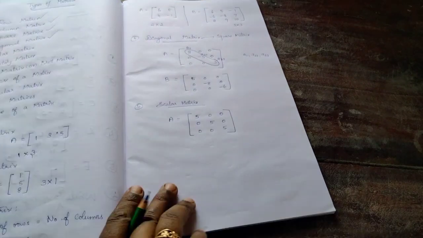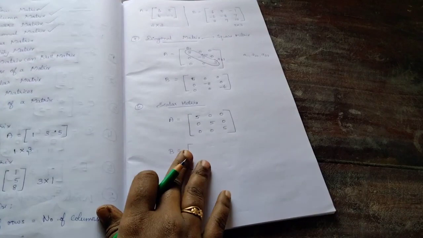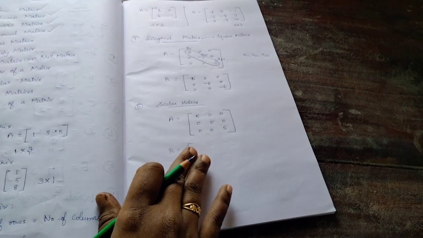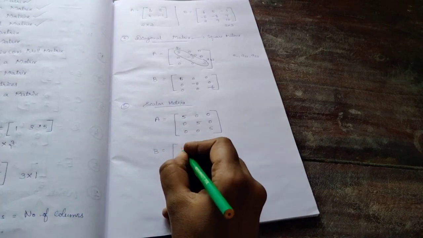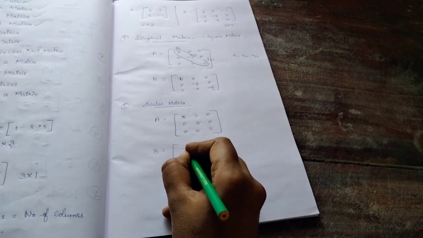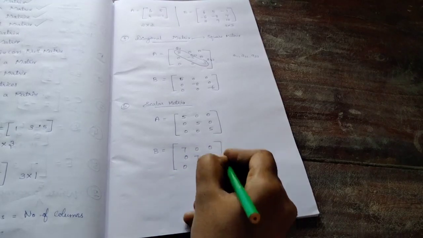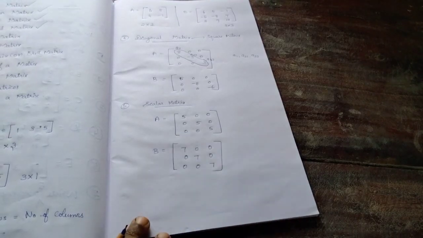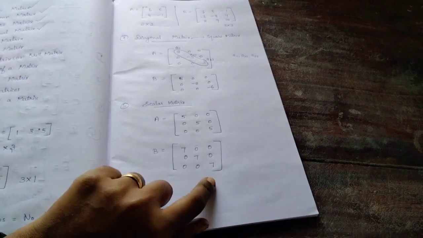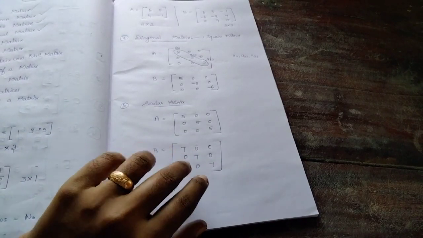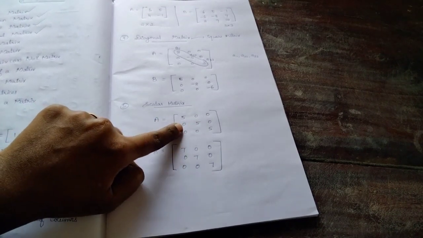One more example, shall we write? So B is equal to, it should be a square matrix, it should be a diagonal matrix, and the entries should be the same. Okay. So 7, 0, 0, 0, 7, 0, 0, 0, 7. So this is also a scalar matrix. This is also a diagonal matrix because the leading diagonal elements contain numbers.